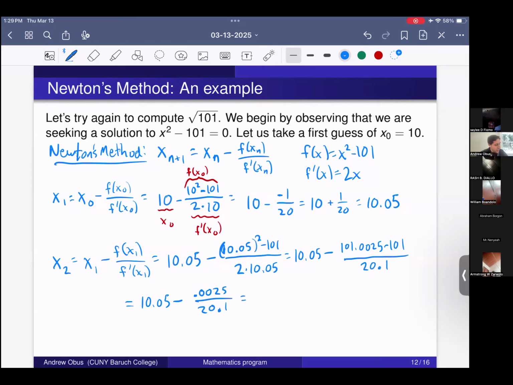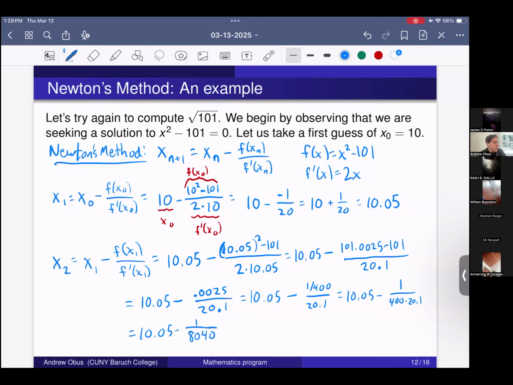Okay, or another way of saying this is that's 10.05 minus, well, 0.0025 is actually 1 over 400. So 1 over 400 divided by 20.1, which is equal to 10.05 minus 1 divided by 400 times 20.1. And this is 10.05 minus 1 over, well, 400 times 20.1 is actually going to be, well, what is that? That's 40 times 201, so that's going to be 8,040. That's what we get here.